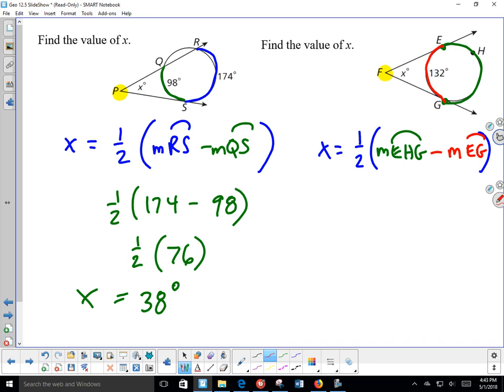All right? So what are we going to write? We're going to say 1/2 of, well, they didn't give us a measure for EHG. So how are we going to find that measure?